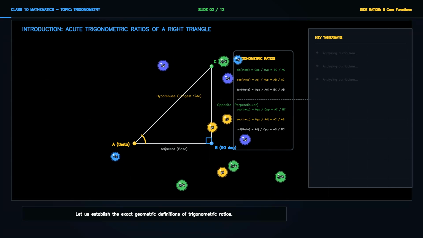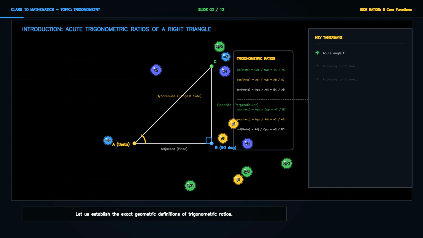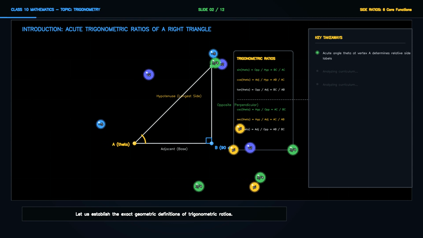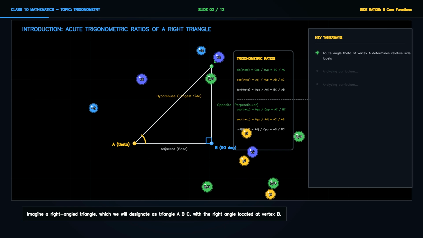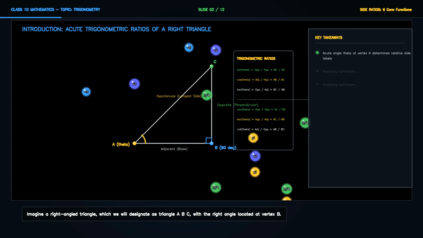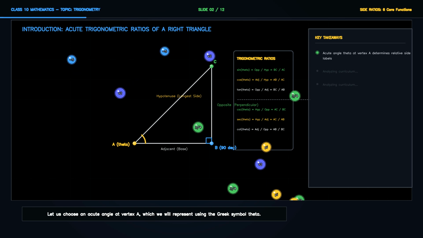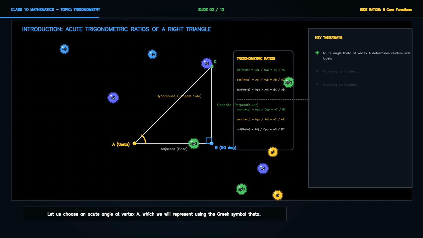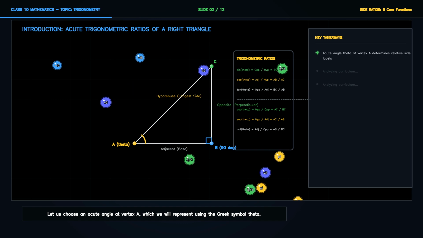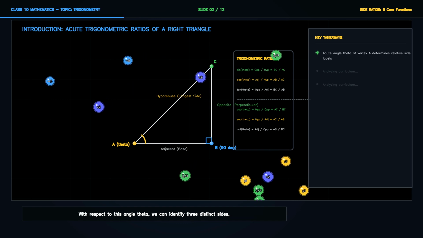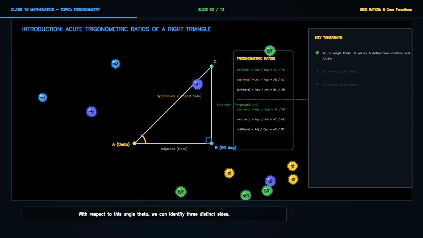Let us establish the exact geometric definitions of trigonometric ratios. Imagine a right-angled triangle, which we will designate as triangle ABC, with the right angle located at vertex B. Let us choose an acute angle at vertex A, which we will represent using the Greek symbol theta. With respect to this angle theta, we can identify three distinct sides.